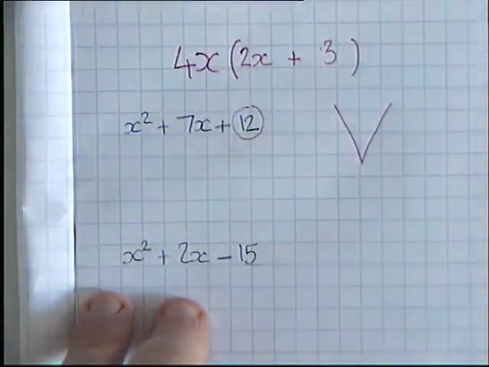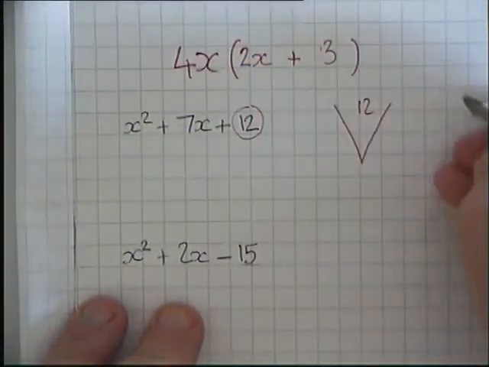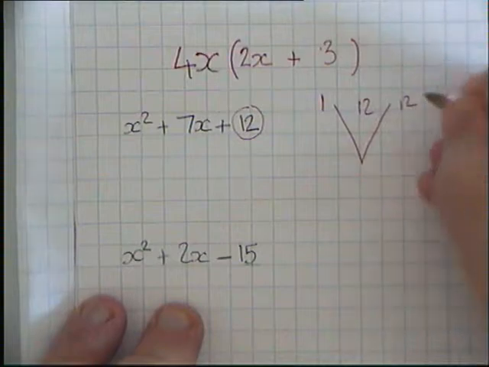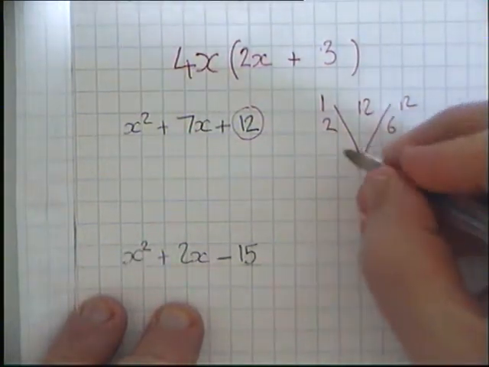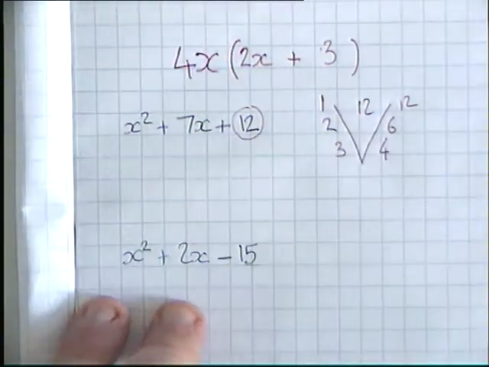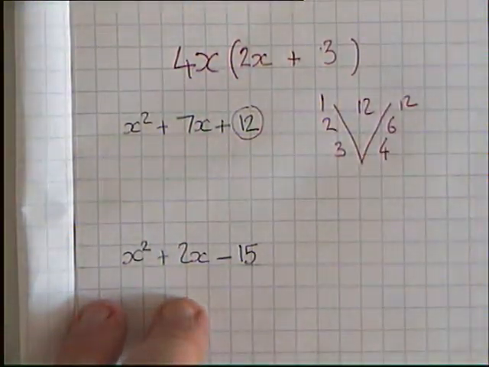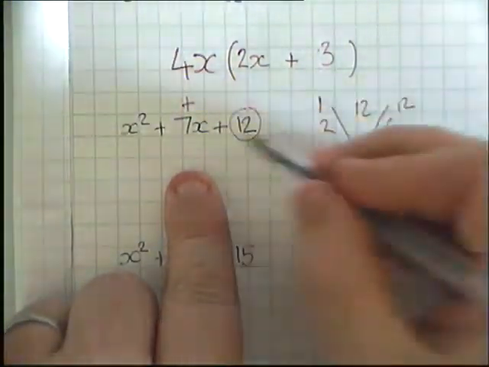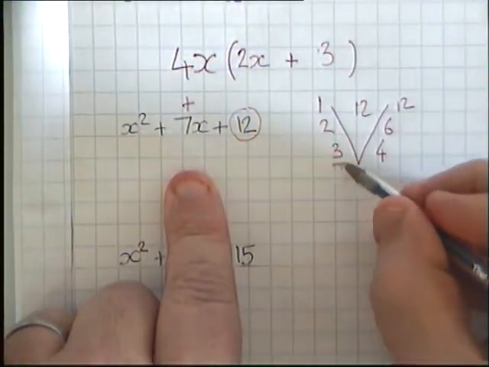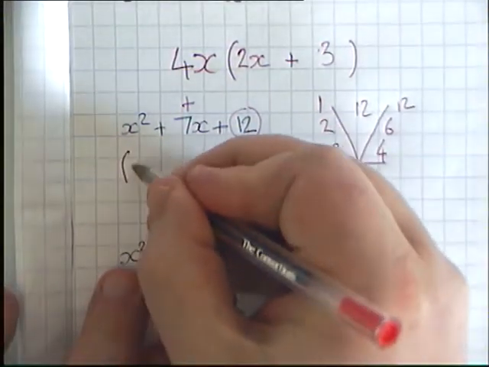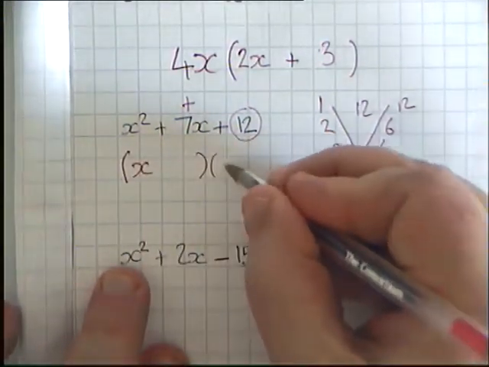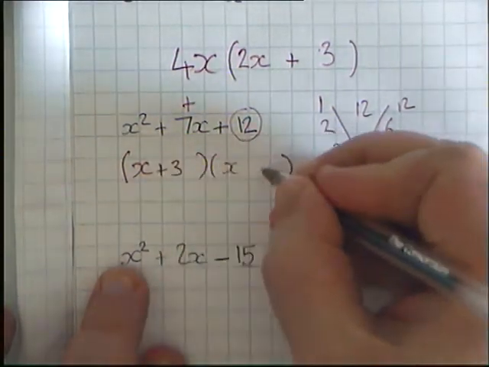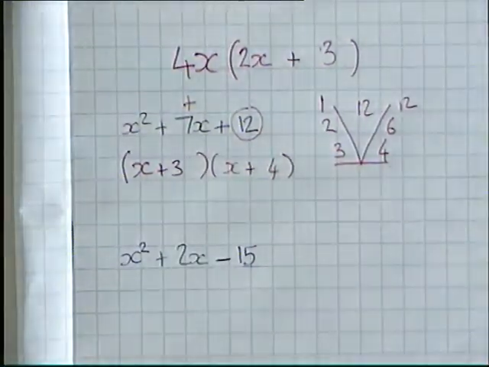And I'm just going to draw a little factor V for this and work out all the factors of 12. Remember, factorise, factors, same word. So I've got 1 times 12, 2 times 6, and 3 times 4. Now, what I'm looking for is which of these pairs of numbers add to make this number. And in this case, it's 3 and 4. So what I would have is I'd have an x in each bracket. And as we said, it's a 3 and a 4, and they're both positive. So it's add 3, add 4.